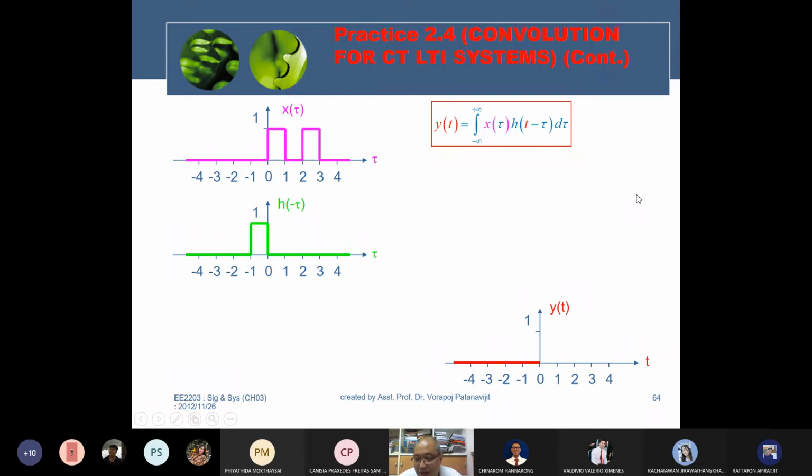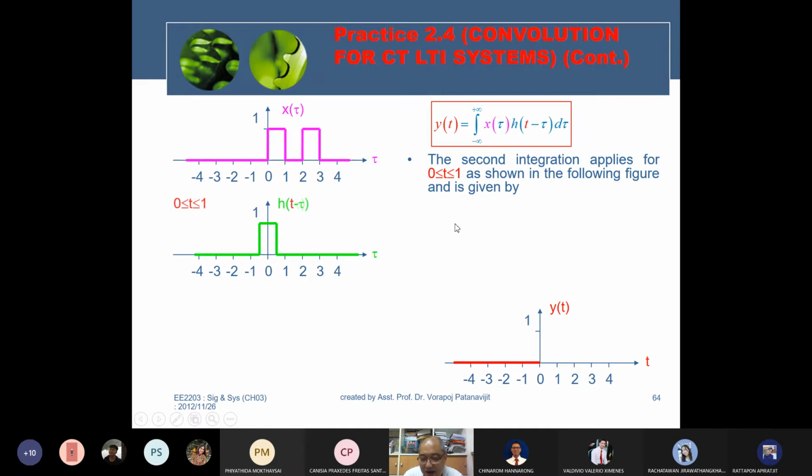But the second, the third, the fourth, and the fifth one are not as easy as the first one. For the second one, when t is shifted between 0 and 1, to make it easy, we fix t to be 0.5.